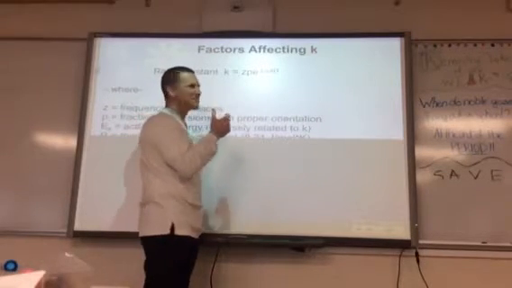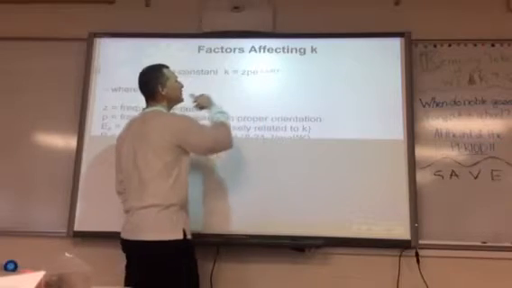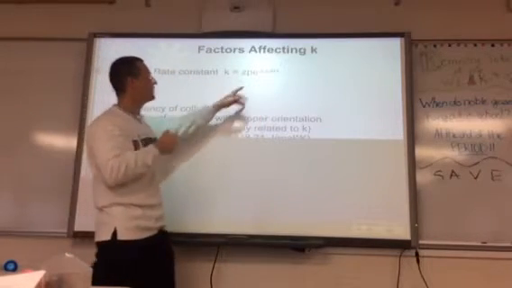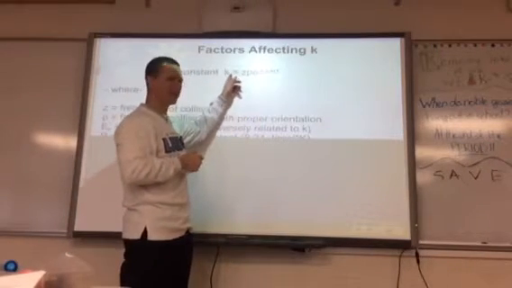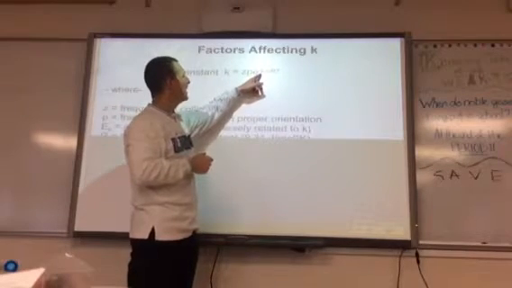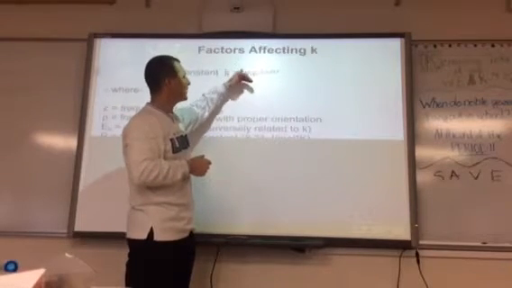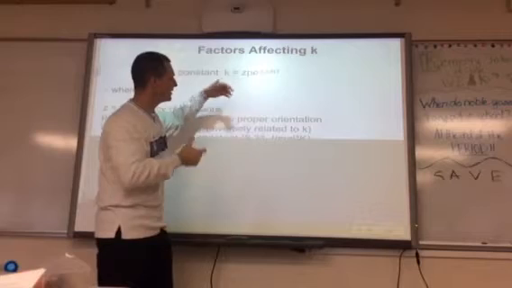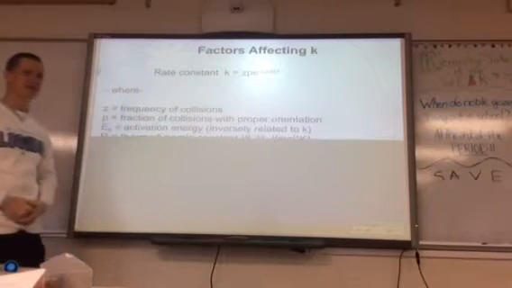Yeah. Then it's inversely related to K. The higher the EA, the smaller the K value. Because really, this is 1 over E to the EA power, so the bigger the E, the bigger the denominator is.